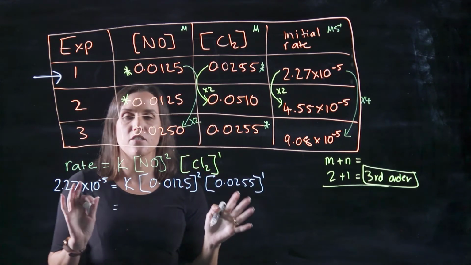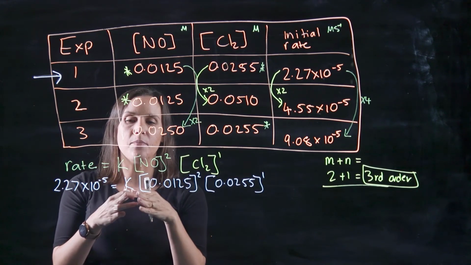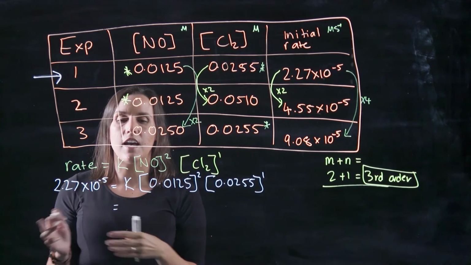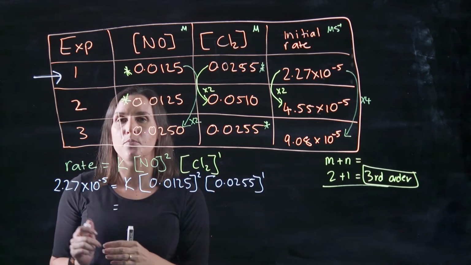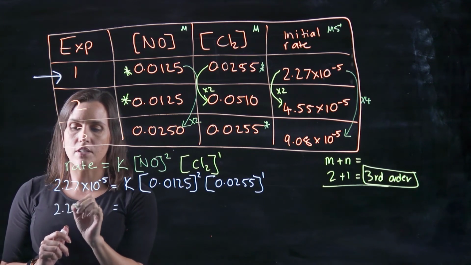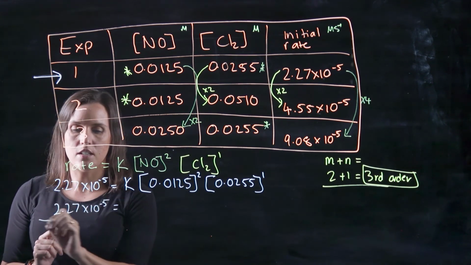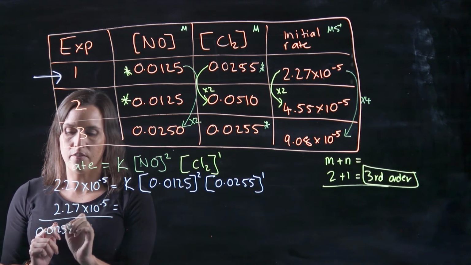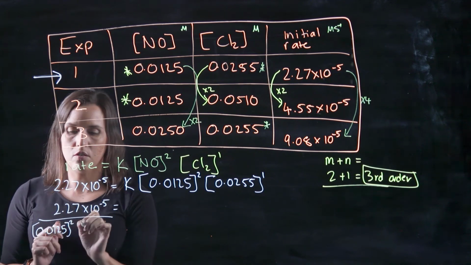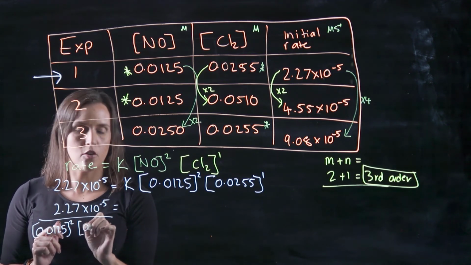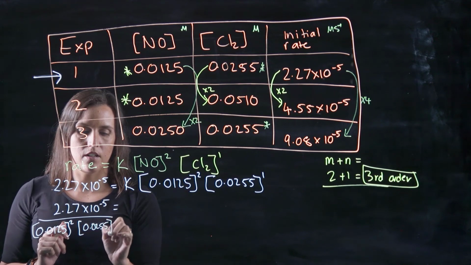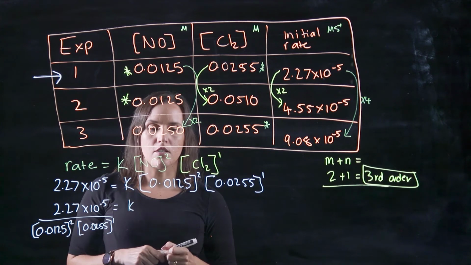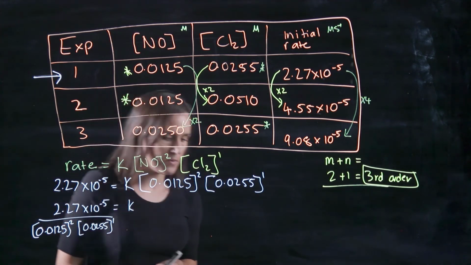Now I've got a bit more space, so I'll rearrange it for you. To get K by itself, we want to bring this whole section to the other side. This is a multiply, so we're going to divide both sides by it. So 2.27 by 10 to the minus 5 divided by 0.0125 to the power of 2 multiplied by 0.0255 to the power of 1. That will give you K. I'll put that into my calculator and we'll see what K comes out to be.